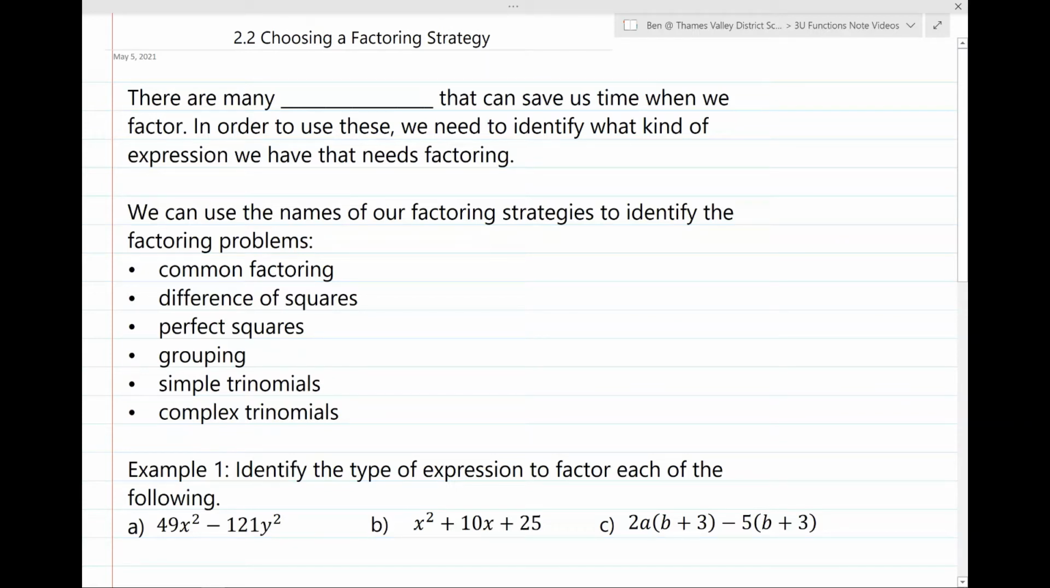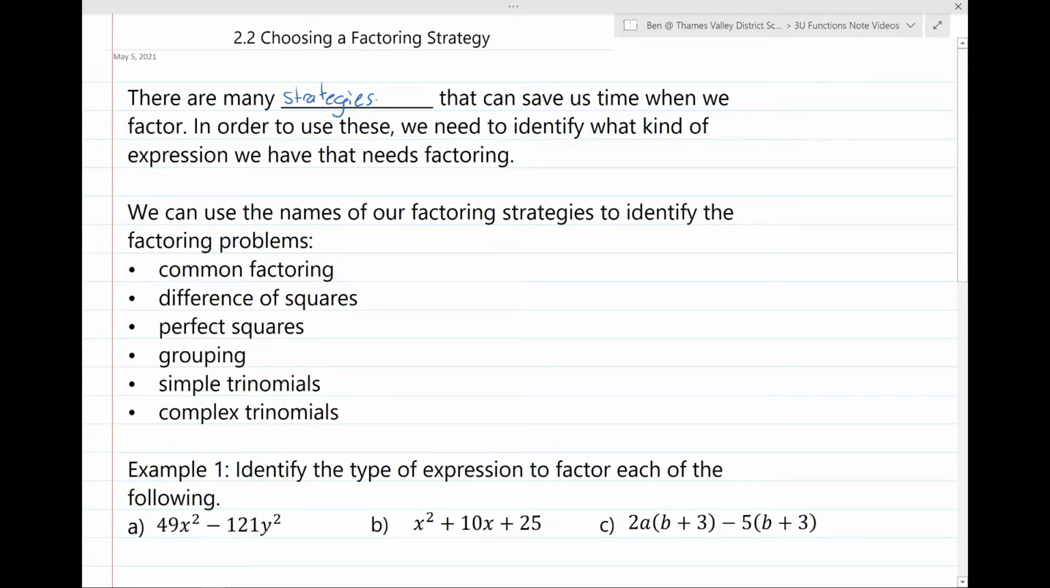So now that we've gone through our different factoring strategies and how to use each, we need to take a look and consider how we can choose which factoring strategy to best use that will save us the most time and effort when we're working through. There are many factoring strategies, and we have covered them in previous lessons and in last lesson.